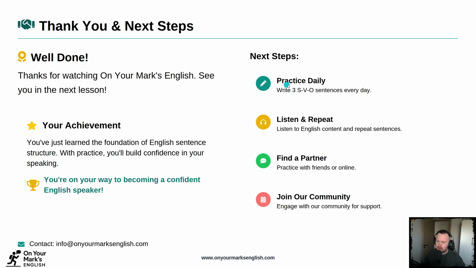The next steps are practice daily. Write 3 S.V.O. sentences every day. Listen and repeat. Listen to English content and repeat sentences. Find a partner, practice with friends or online, and, of course, join our community. Engage with our community for support. It's always more fun to do things with other people.